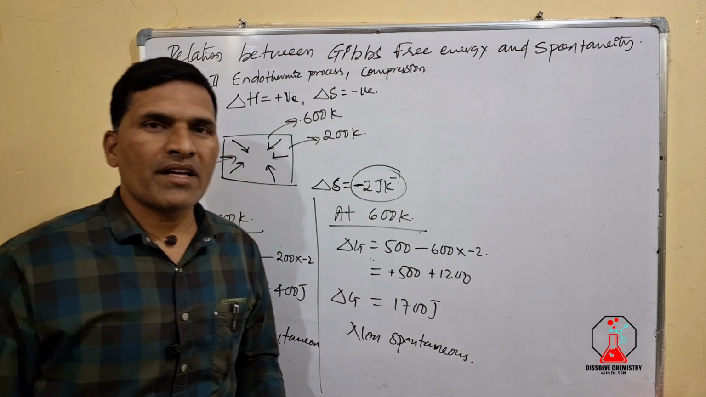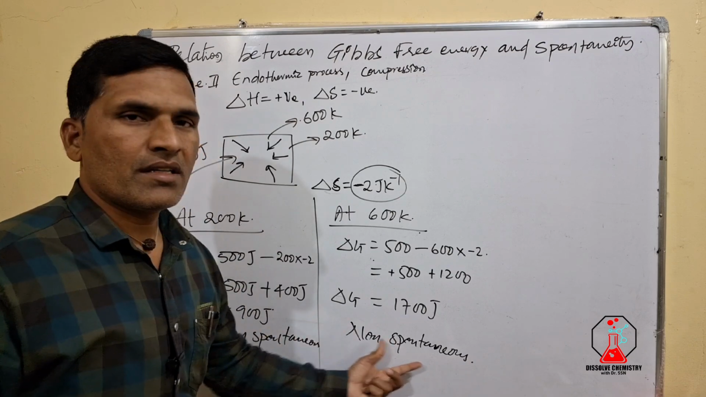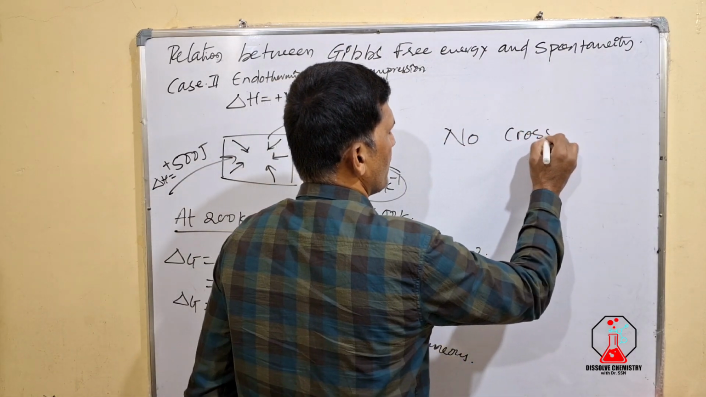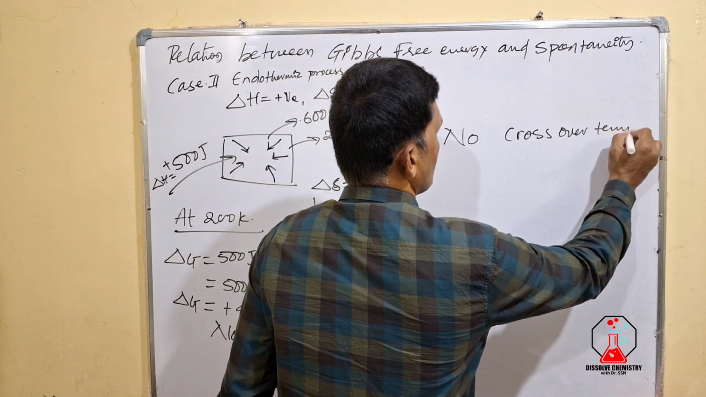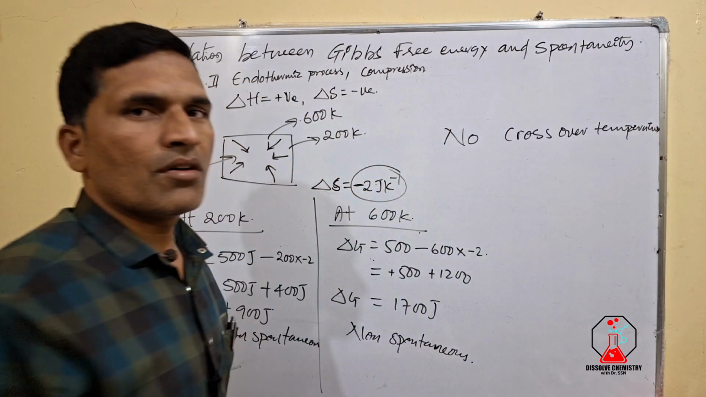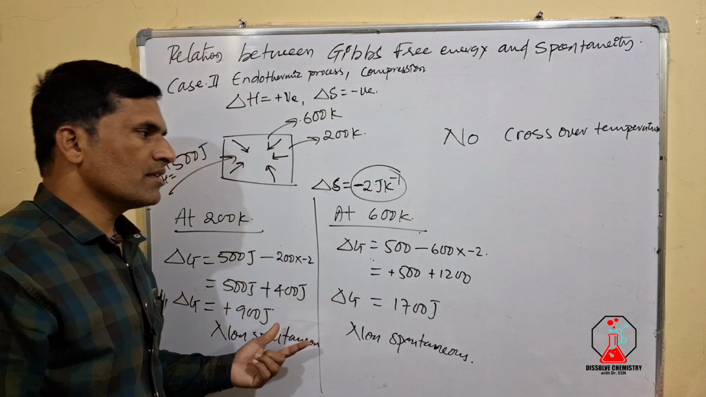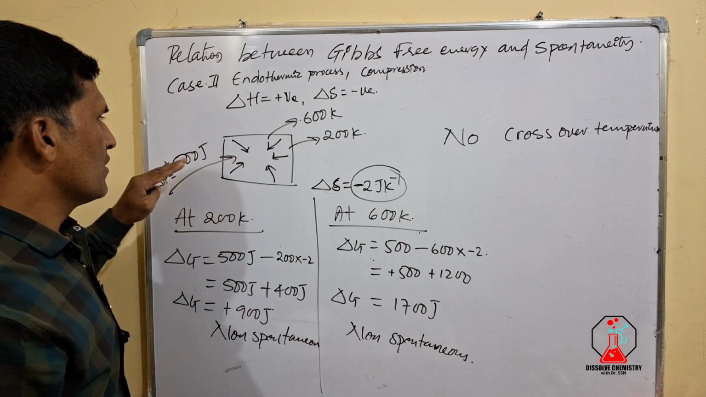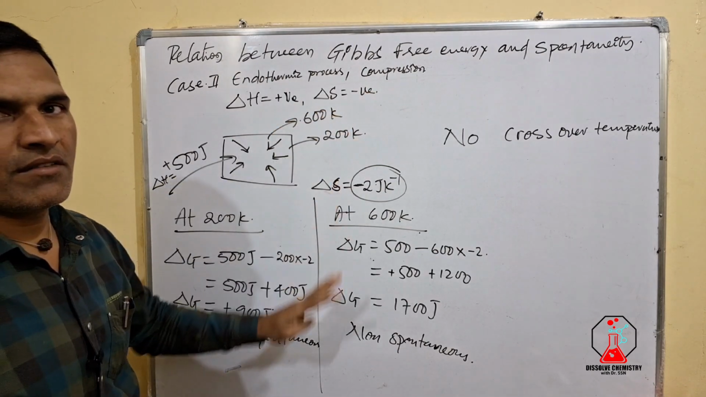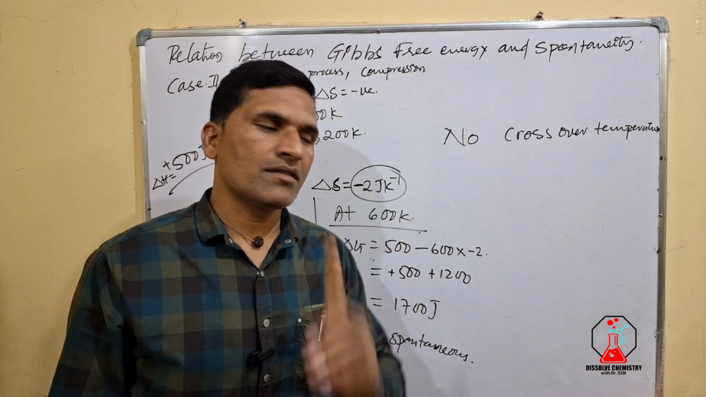So when it is non-spontaneous, do you have a crossover temperature for this? You cannot have the crossover temperature, because irrespective of the temperature, it is non-spontaneous. Therefore, in this condition, no crossover temperature. What is the reason for that? Because at all temperatures, our process is non-spontaneous. Hence, no crossover temperature for this. Is it clear? You should remember the conditions. When delta H is positive and delta S is negative, irrespective of the temperature, the process will always be non-spontaneous.